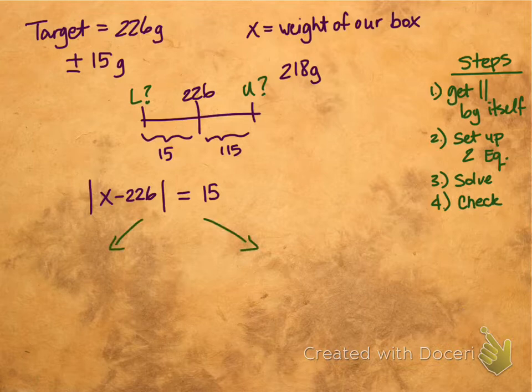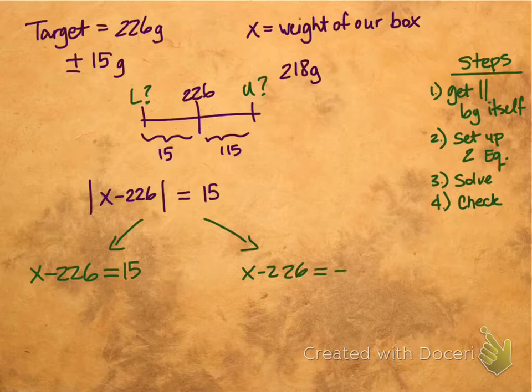So remember what we said in class, x minus 226 stays the same, that doesn't change. So they're both going to be x minus 226. The difference is now this one's going to equal positive 15, and this one's going to equal negative 15. And the reason is, remember, we're going to the right or to the left. Okay, now to solve it, we're going to add 226 to both sides. On the left side they cancel, so you have x equals 15 plus 226, that's 241.